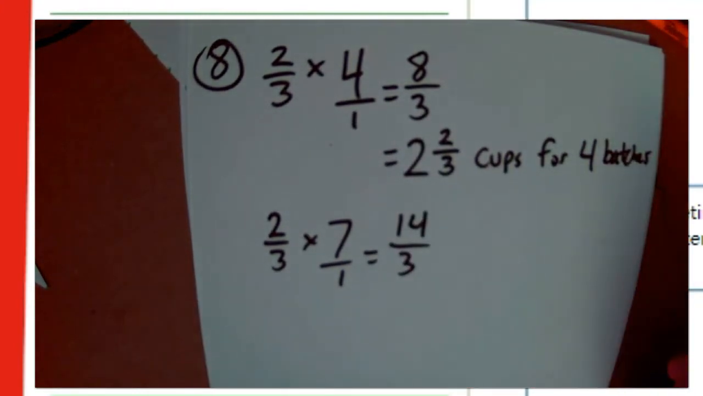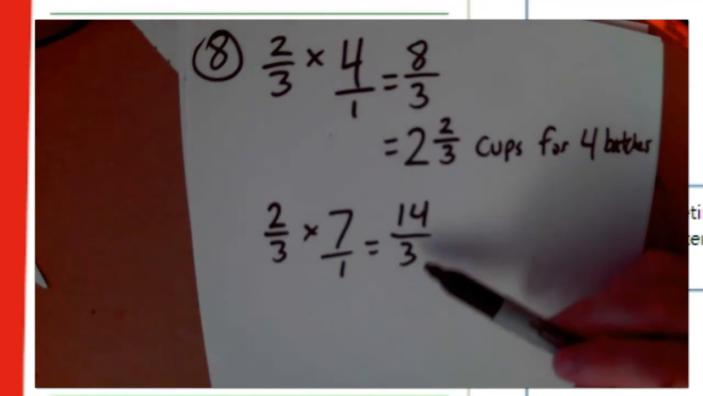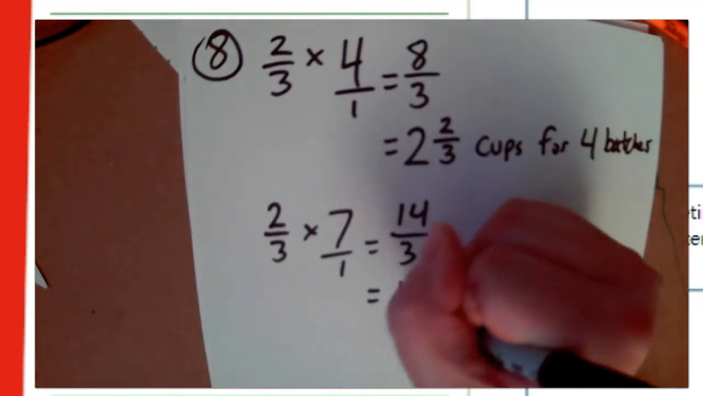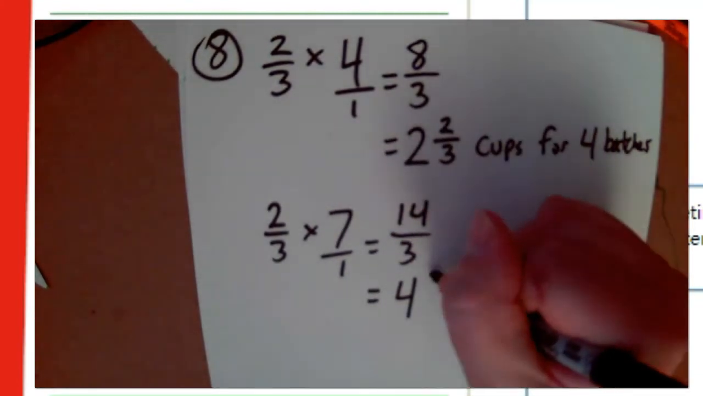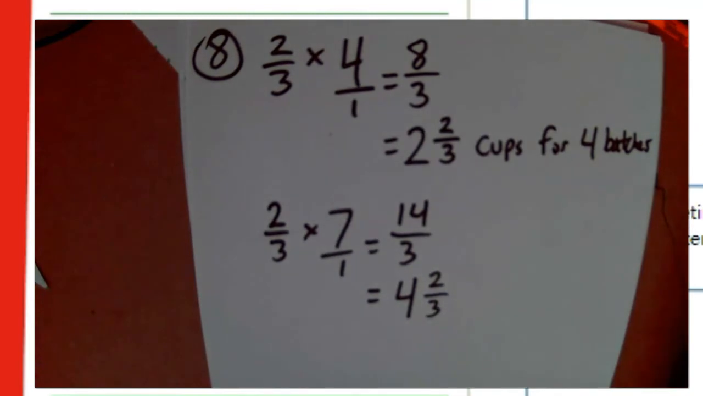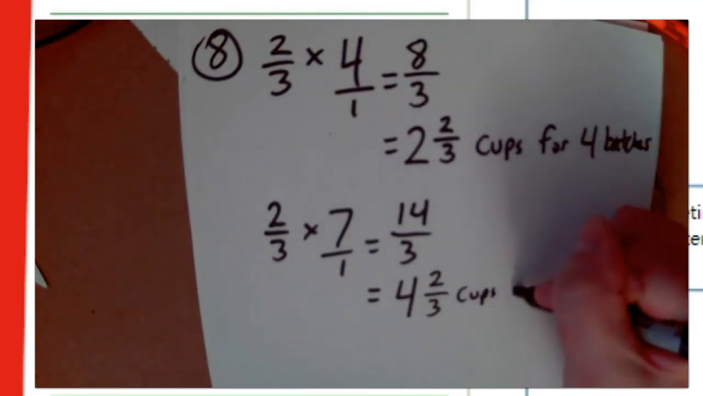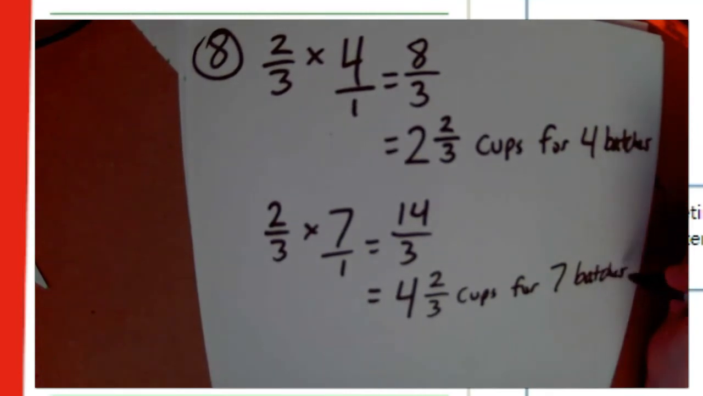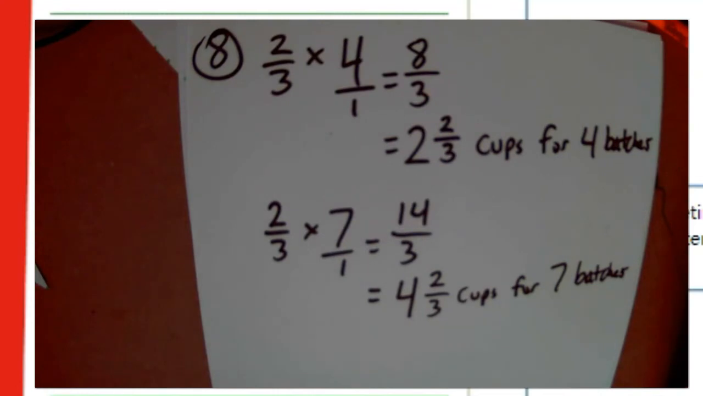I can again turn that improper fraction into a mixed number. 3 goes into 14, we'll say 4 times, right? 3 times 4 is 12. And then that would leave me with 2 left over. I get 4 2/3 cups for 7 batches. Now, I've shown you this way. Again, I think some of you will be kind of used to this idea. We've done it so much.